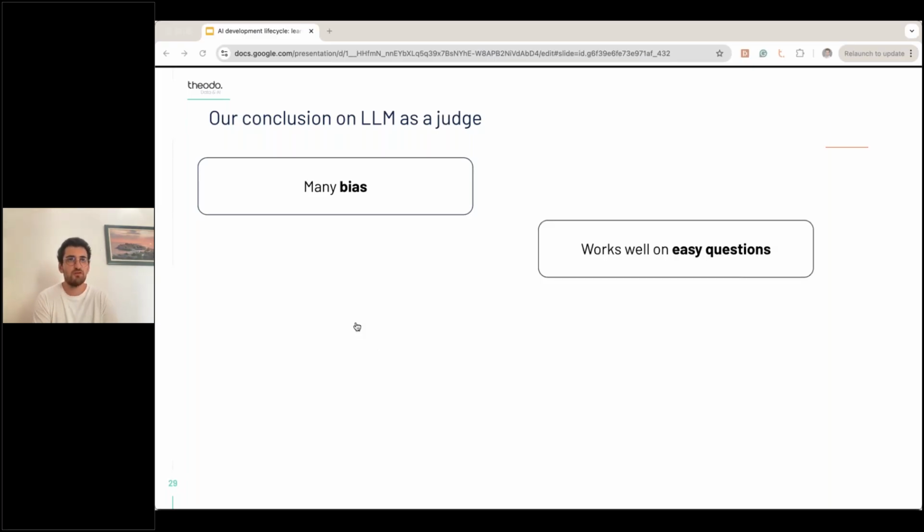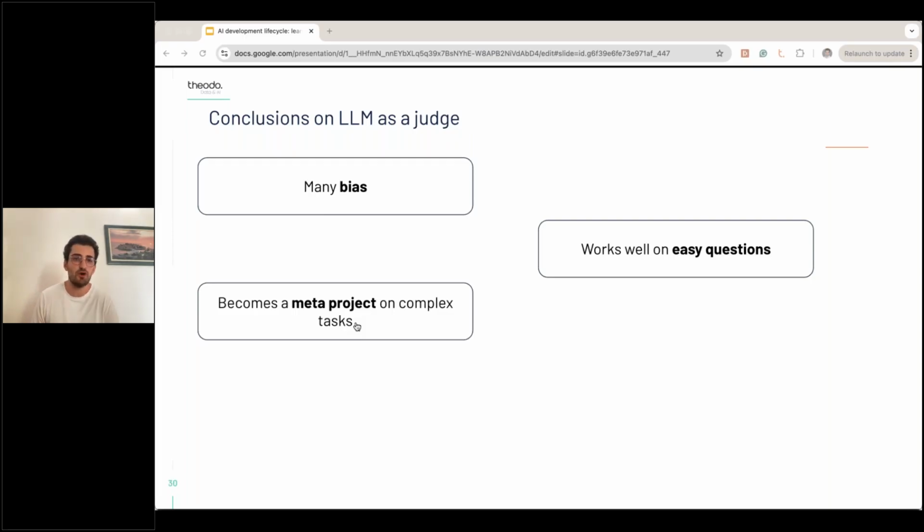But it works well on easy questions. Let's say your question is 1 + 1 = 2. Although you have all this non-determinism, order that matters, etc., the answer is so easy to check for the LLM that it will be correct 99.99999% of the time. So it's quite good to check easy questions, where the answer is easy to verify.